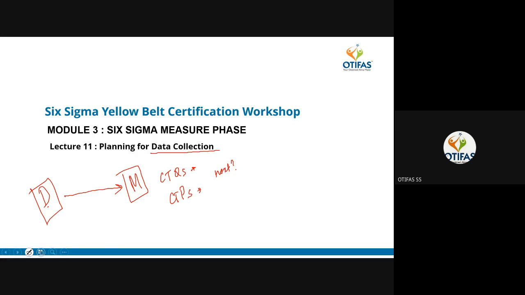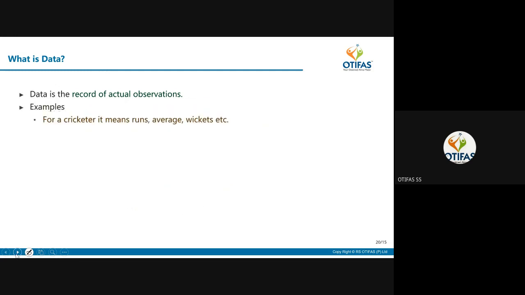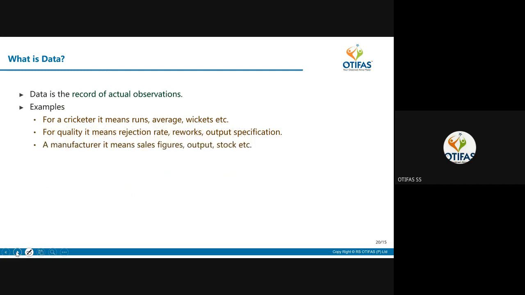Let's see now what is data. Data is a record of actual observations, and there are many examples. For a cricketer, it may be runs, average, wickets, etc. For a quality person, it may be rejection, rework data, anything. For a salesperson, it is sales figures, output, stocks, etc.